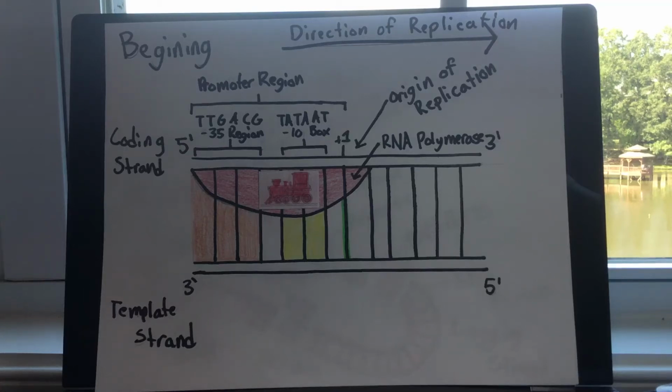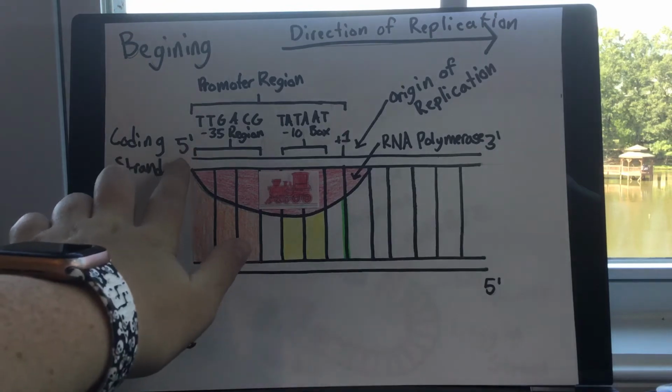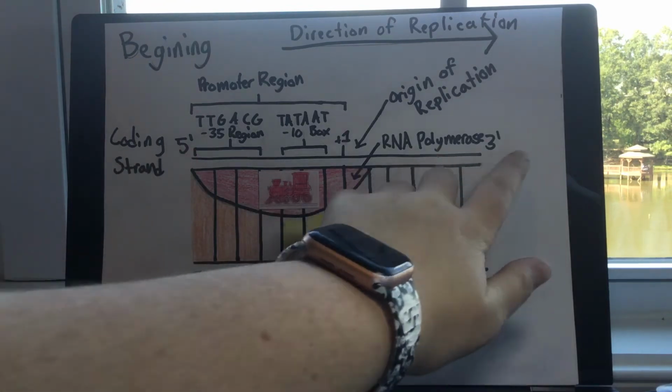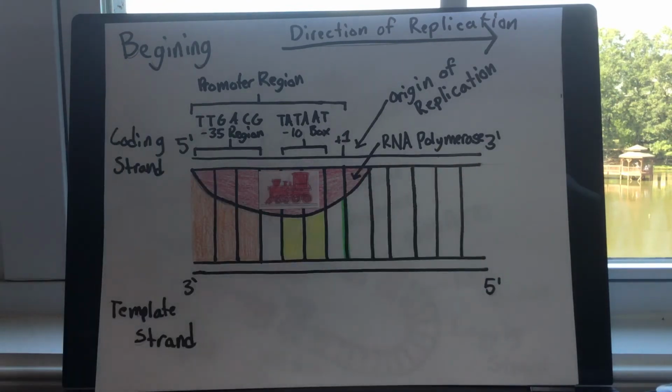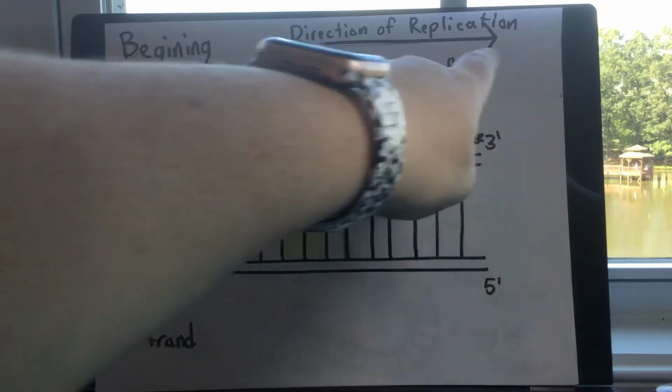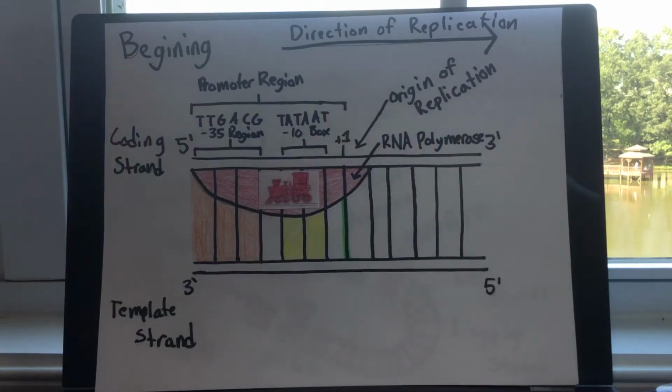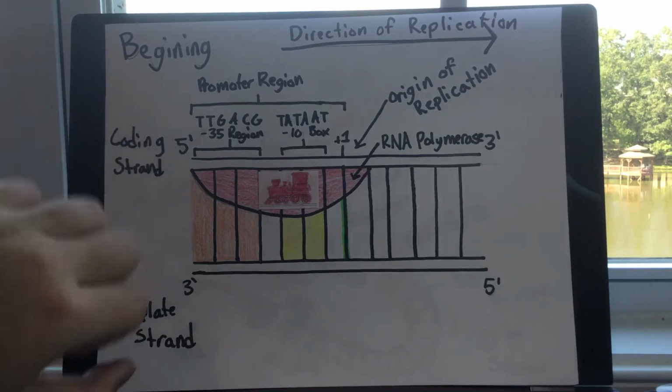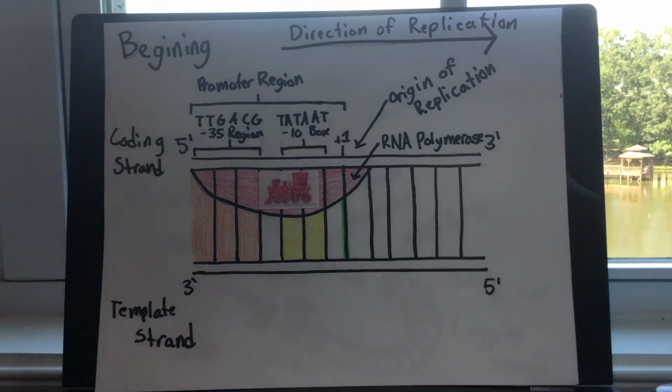In the beginning of DNA replication, there is the 5' end of the strand and the 3' end of the strand. And so the direction of replication is to the right. And so the coding strand is the upper one, and the template strand in this case is the bottom strand.